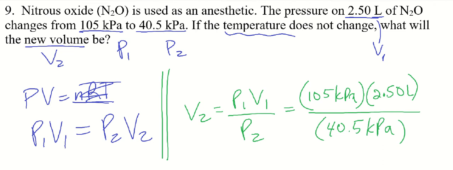Let's punch these numbers in our calculator. 105 times 2.5 divided by 40.5, and our final answer is going to be 6.48. Now these kilopascals are going to cancel out, so we're left with liters. 3 sig figs, because all our measurements have 3 significant figures.